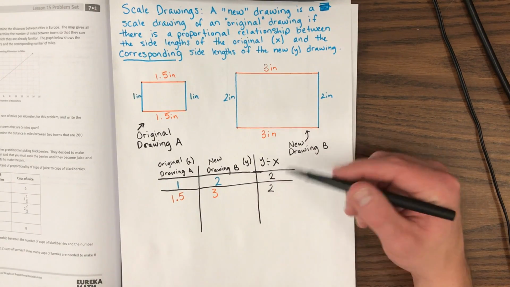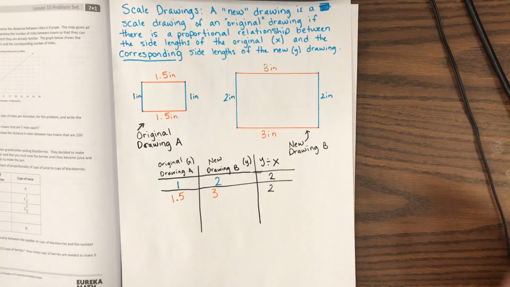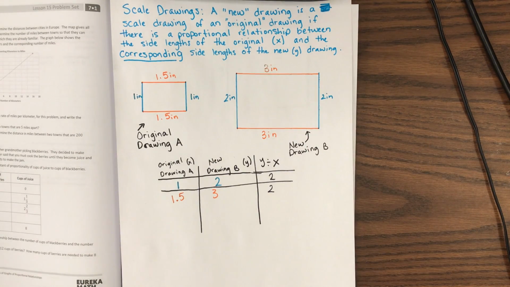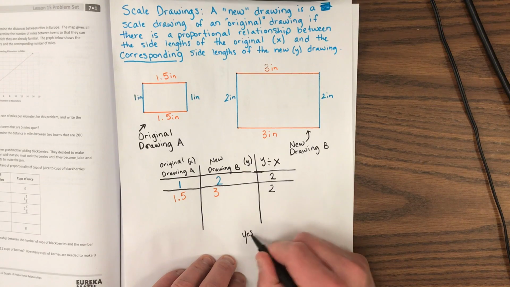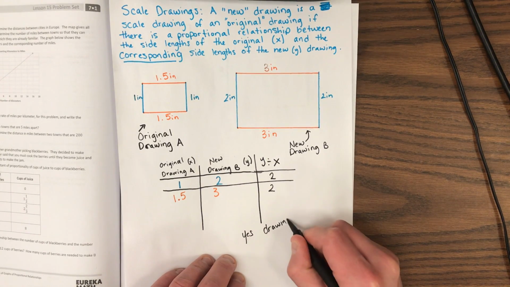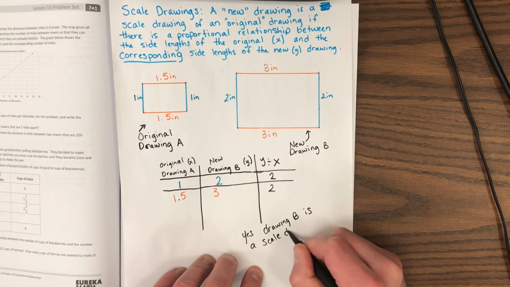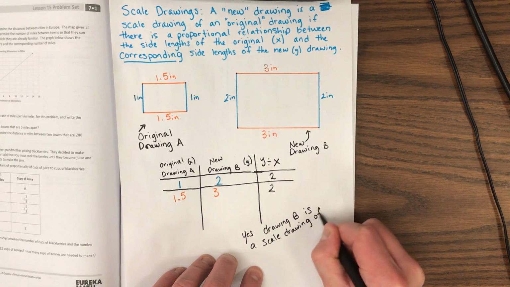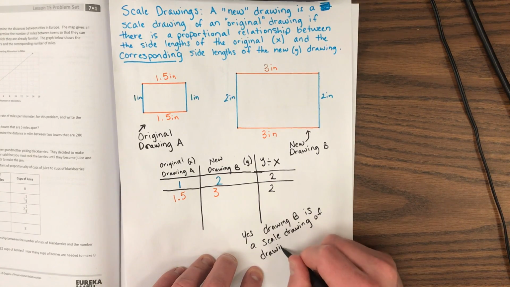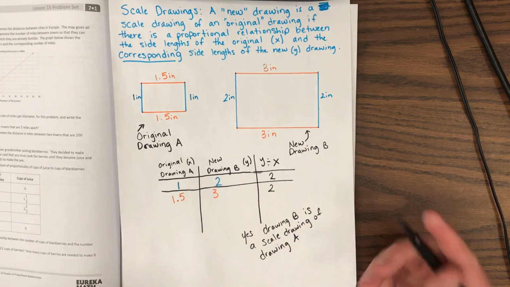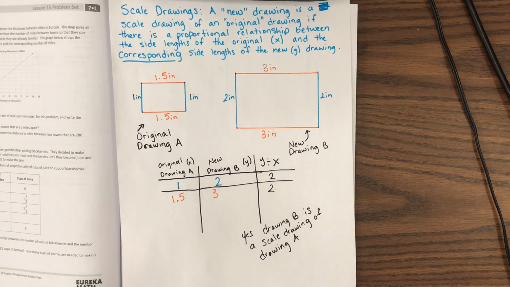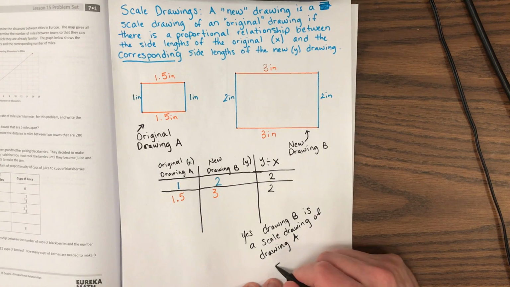And so this tells me that there is a proportional relationship between the side lengths of drawing A and drawing B. And so we say, yes, drawing B is a scale drawing of drawing A. And normally I would ask you, when you find a proportional relationship, say what the k is. Well, we have it, it's right here, but we don't call it k when we're dealing with scale drawings. It gets a new name. It's still the constant of proportionality, but we call it the scale factor.